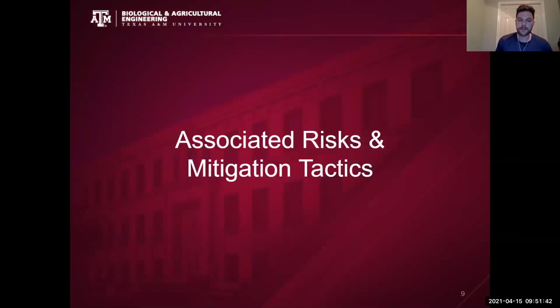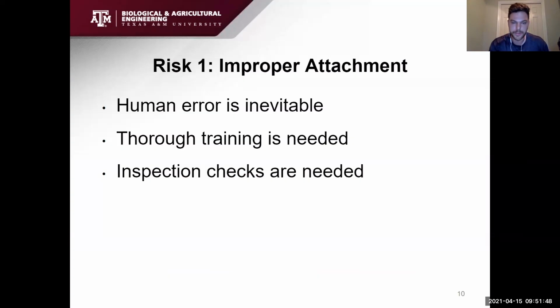So now let's address some of the risks that come along with implementing a piece of equipment like this. The first risk I'll be addressing is the risk of improperly attaching the hopper sleeve cover to the truck. So we know human error is inevitable. This is something that we know is going to happen. It's likely that the hopper sleeve cover will at some point be improperly attached during its life of use, whether that be through employee carelessness, working too fast, or an accident. There could be multiple reasons as to why this would happen.